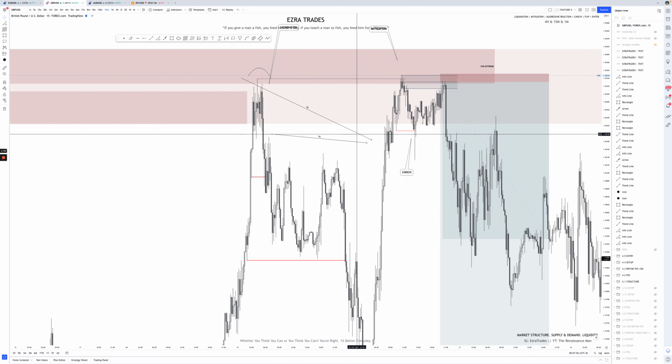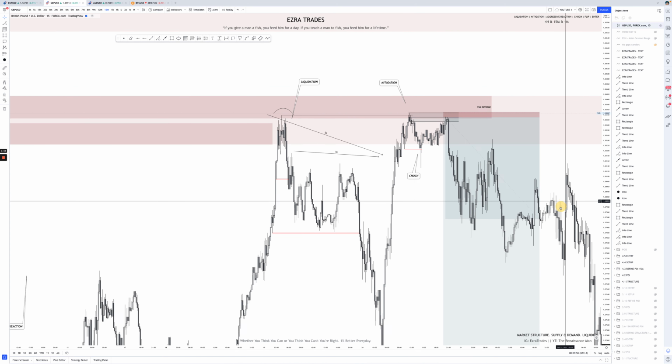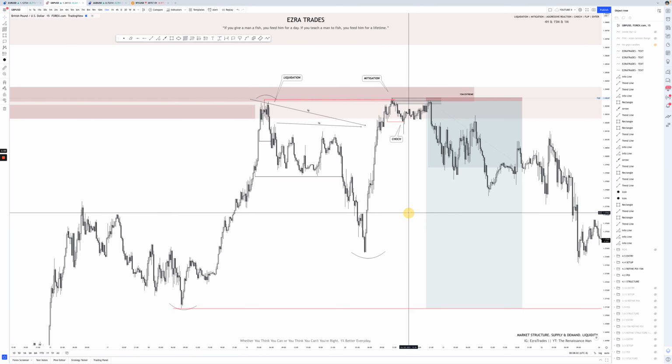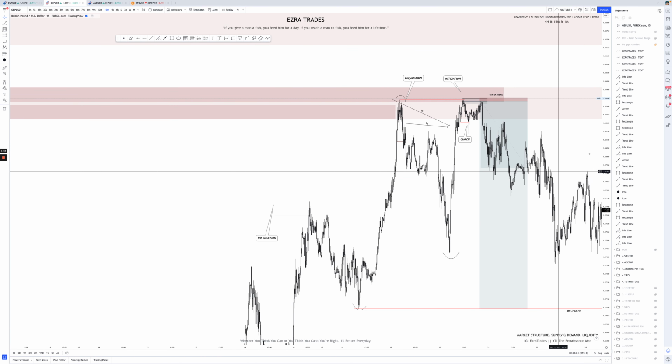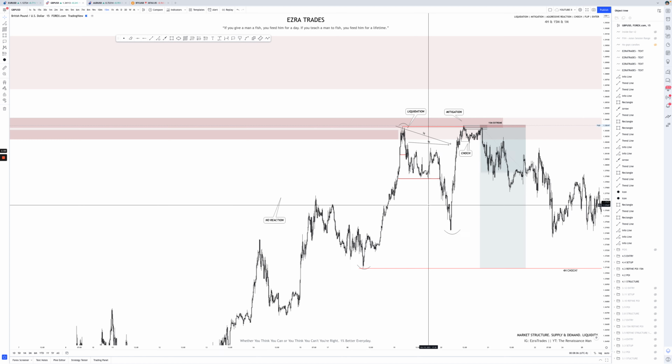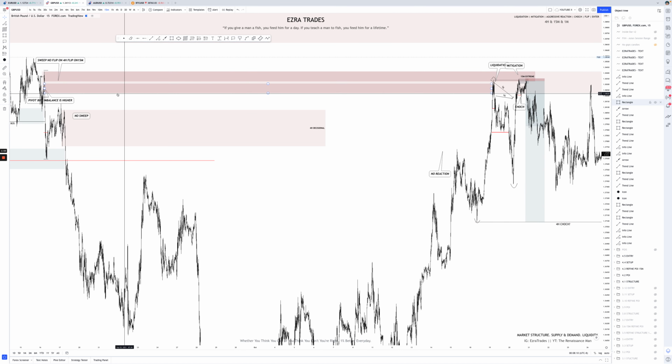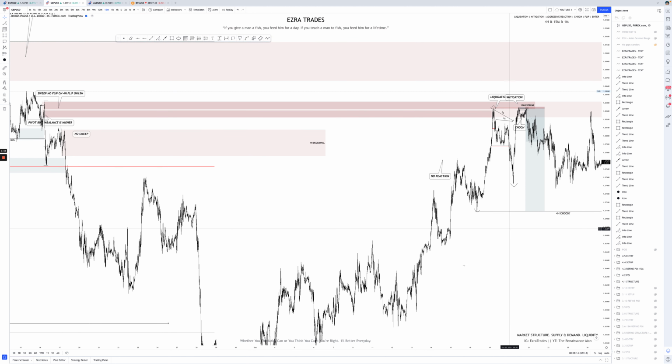What are we targeting? This is a 15-minute, 4-hour zone, I think. So what do we have? Where's our weak territory here? And we could target a lot lower too. So this was a 4-hour point of interest, so we could target the 4-hour low all the way down there.